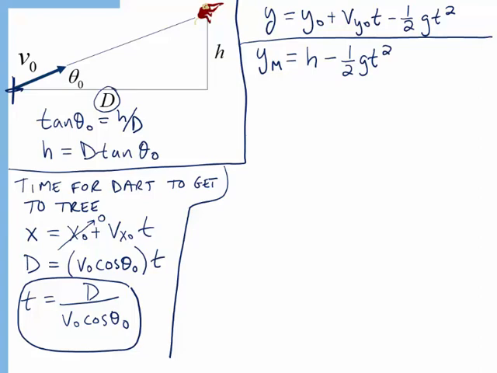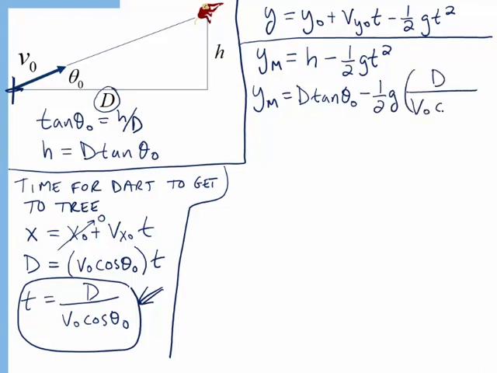What we want to know, though, is what's the height of the monkey at this time. So let's plug that in. And I'm also going to plug in the fact that we know h is d tan theta naught. So we have d tan theta naught minus 1/2 g times d over v naught cosine theta naught squared. So that's the height of the monkey at the time that the dart reaches the tree. So that's monkey.